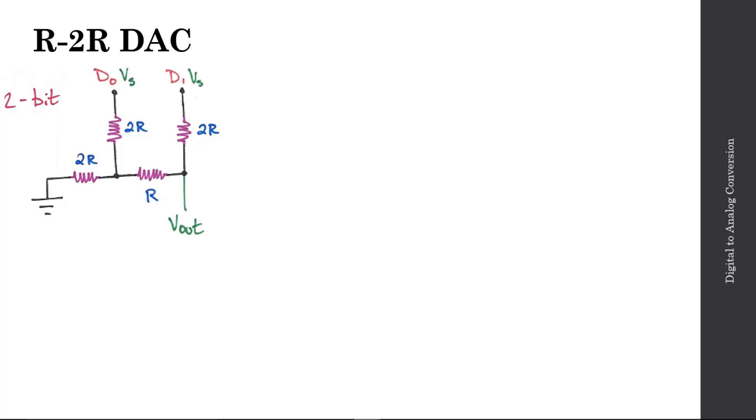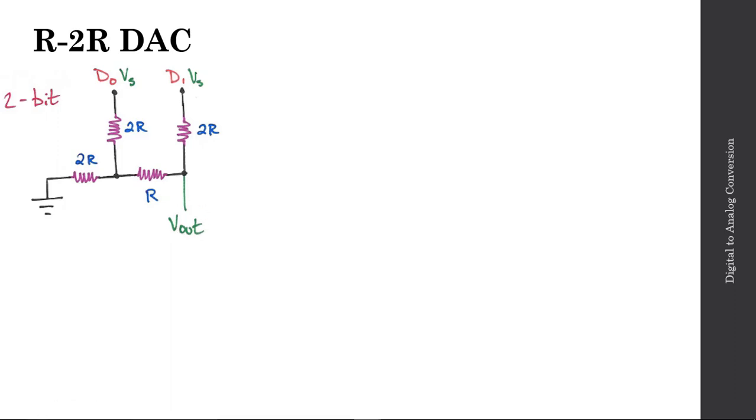For this 2-bit R2R DAC, other than this resistor tied to ground, I have 2R resistors connected to my digital inputs and an R resistor between them. And in this case, I have D0, that least significant bit term, that's connected closest to ground. My D1 term times VS is going through a 2R connected to this node here, and I'm measuring my output voltage here.